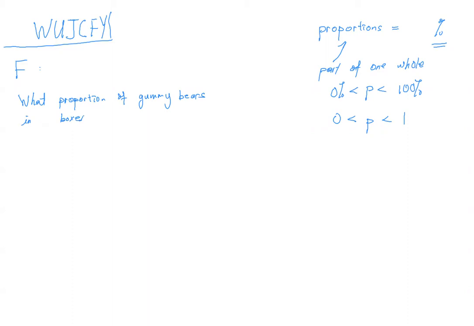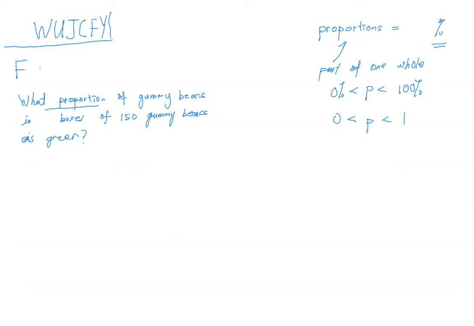Gummy bears come in boxes. So I know there are boxes of 150. When I say boxes of 150, that means each box contains 150 gummy bears, okay? What proportion is green? One single thing, right? Is green. Okay, so now, how am I going to do that?